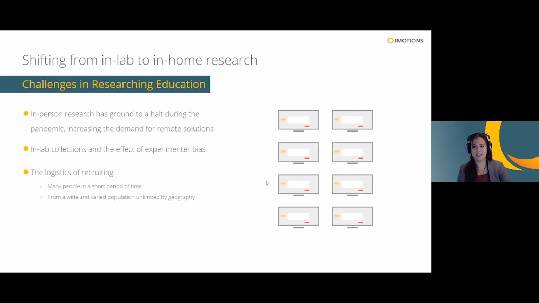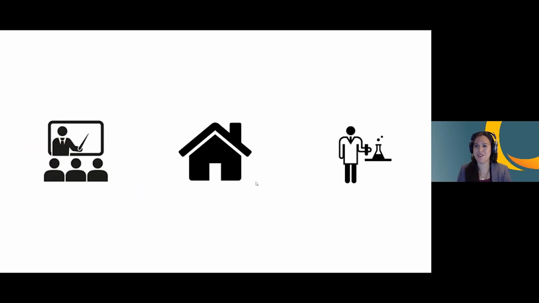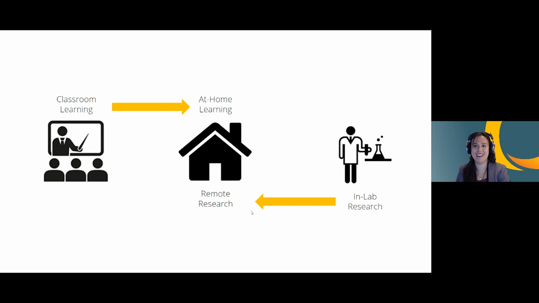So if we take these two sides, what the educators are doing and what the education researchers are doing, we end up with this nice convergence. We're moving from classroom learning to at-home learning. Meanwhile, for researchers, we're moving from in-lab research to remote research, and all of it converges in the home, which is, in a way, really nice. Again, there's opportunity in this. So how can we best leverage technology to study these new paradigms in a way that is valid and that leverages the advantages of the situation that we're now in?